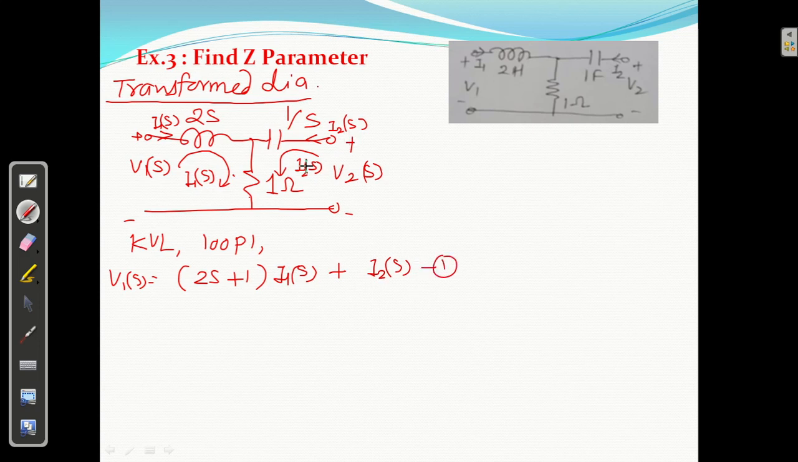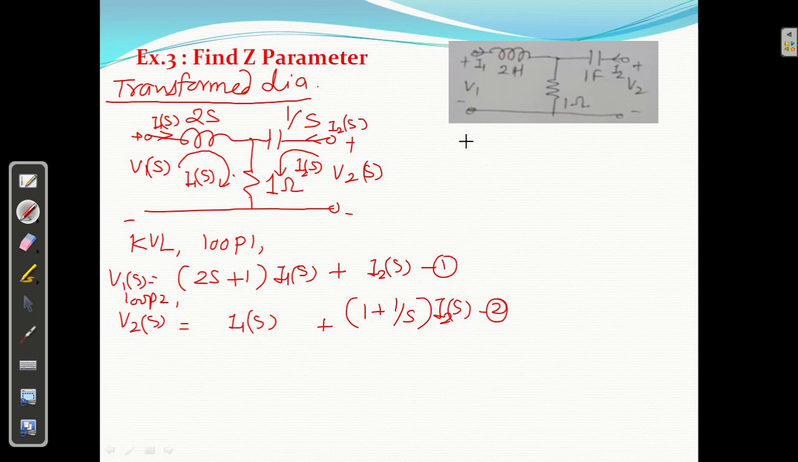In loop 2, where is I2 flowing? In 1 and 1 by S. So 1 plus 1 by S into I2 of S. At the same time, in this 1, I1 is also there, plus I1 of S equal to V2 of S. Equation number 2. So we have written the KVL in loop 1 and loop 2.